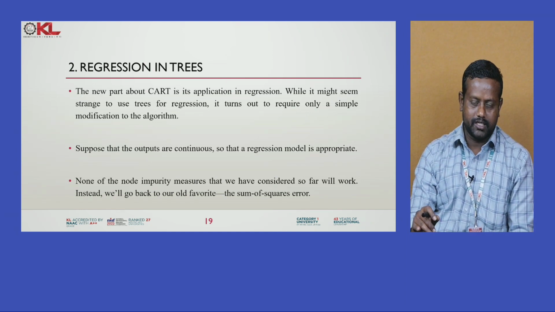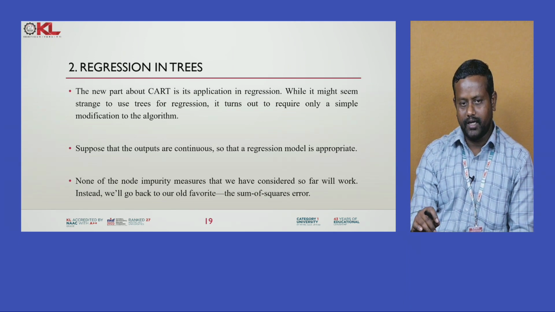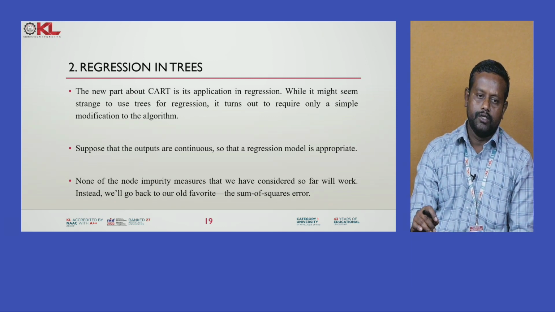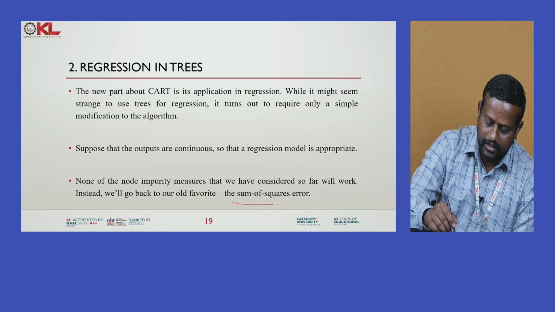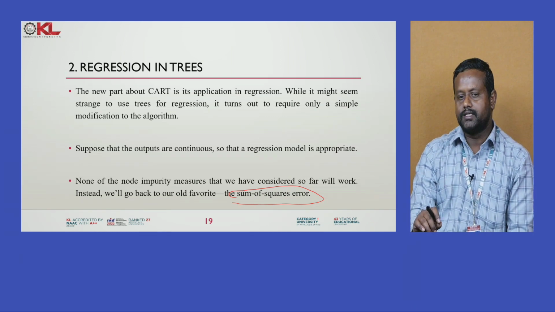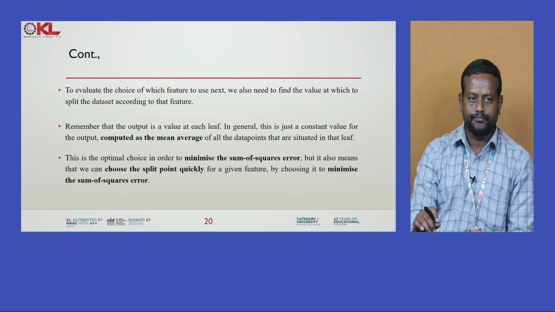Based on the performance measure, we use accuracy when we go for classification. But when we go for regression, we have to concentrate on the sum of squared error. None of the node impurity measures that we have considered so far will work, so instead we go back to our old favorite, the sum of squared error. Based on regression, it is a highly useful way to find the performance of the particular algorithm.